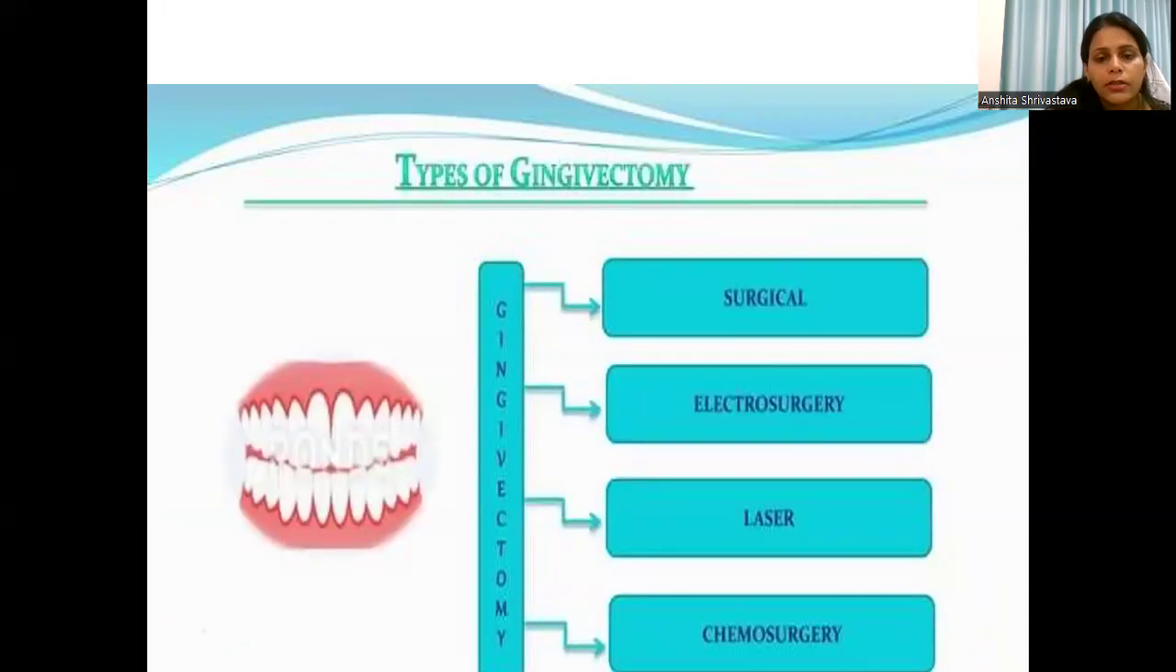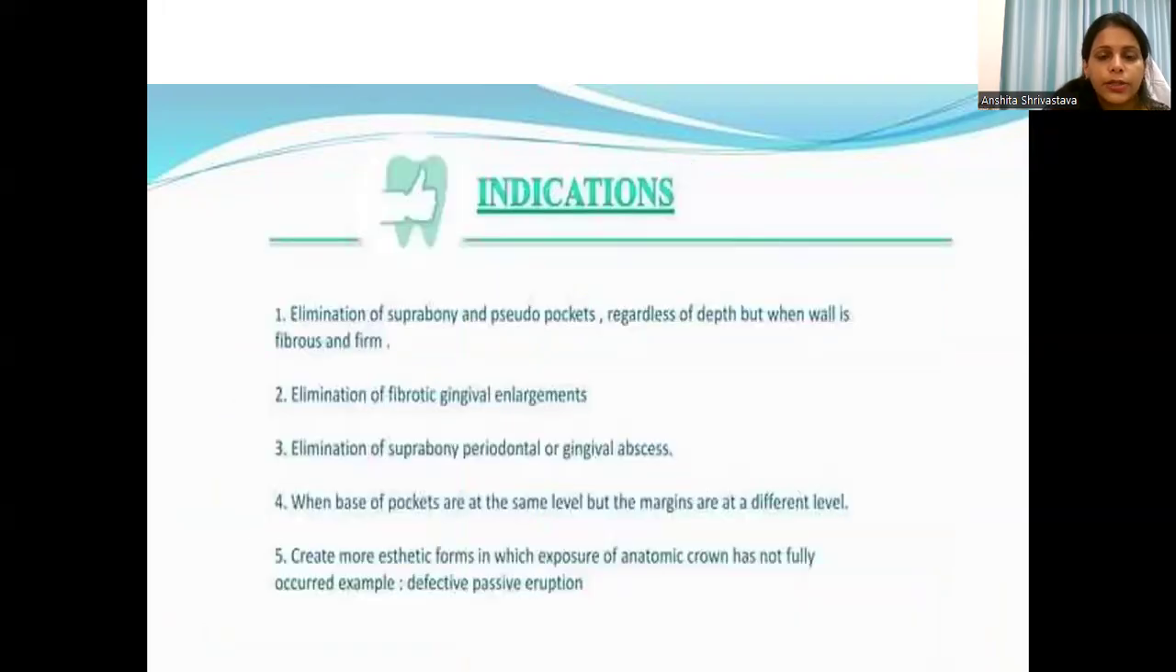Types of gingivectomy. It is of four types: surgical, electrosurgery, laser, and chemosurgery. Indications, in which cases you will go for gingivectomy: elimination of suprabony and pseudo pockets regardless of depth, but when the wall is fibrous and firm, meaning more fibrous tissue is present. Elimination of fibrotic gingival enlargement, elimination of suprabony periodontal or gingival abscess, when bases of pockets are at the same level but the gingival margins are at different levels.